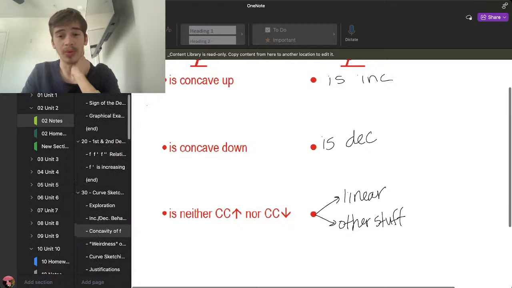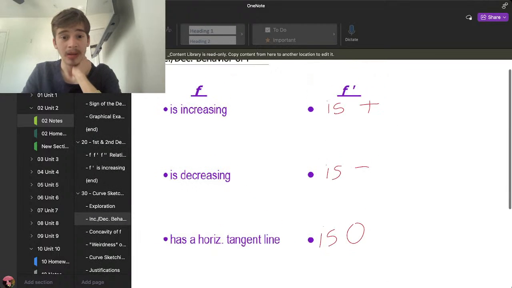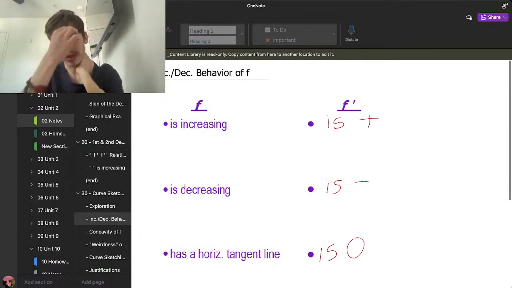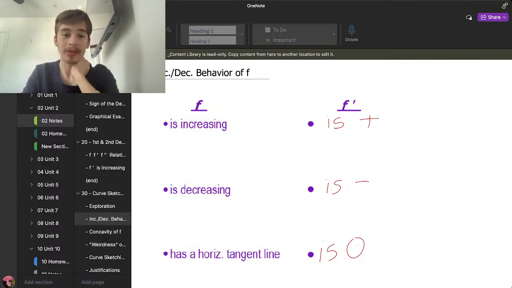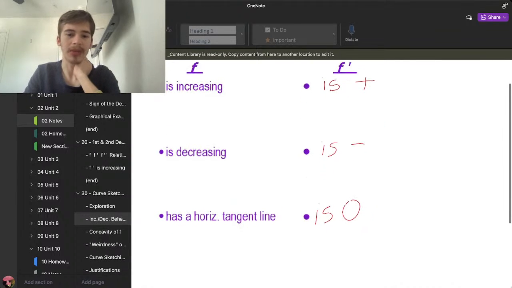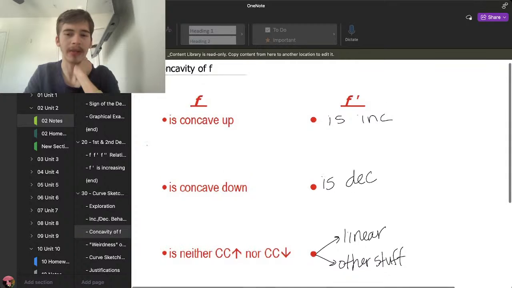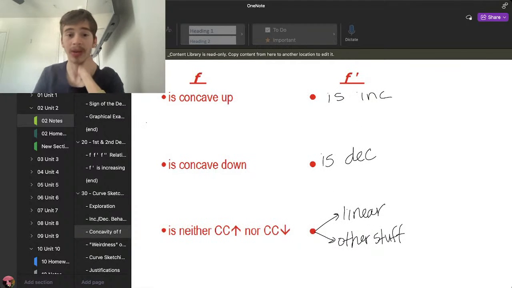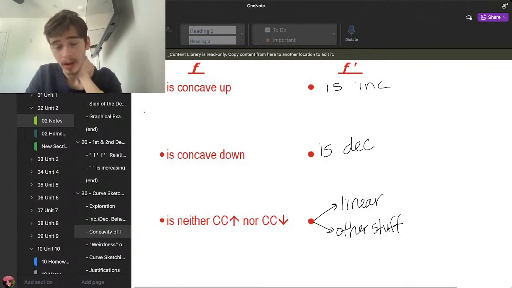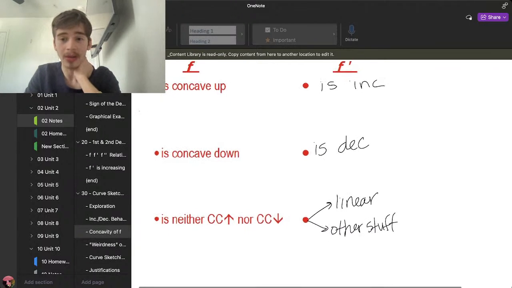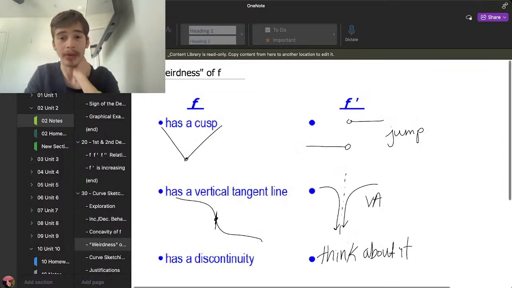I'm not gonna go too in depth on this. This is pretty basic. It's just: f prime positive, f is increasing; f prime negative, f is decreasing; f prime 0, horizontal tangent. Concavity: f prime is increasing, f is concave up; decreasing, f is concave down; neither concave up nor concave down, unknown behavior.